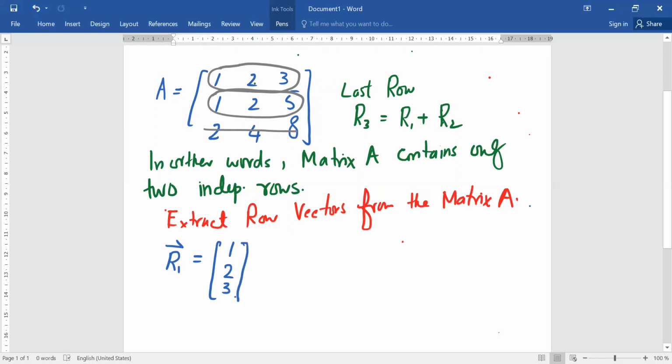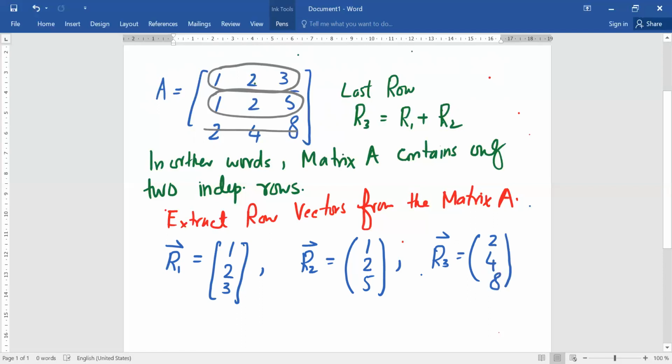Now see what I did. I took the first row and I put it as a column. So the moment I put it as a column, this becomes a row vector. Then my second row vector, R2: I will take the second row and put it as a column, 1, 2, 5. So when I talk about a row vector, I mean this. And similarly, if I want to look at my third row vector, it is 2, 4, 8. I'm taking the third row, but I'm putting it as a column. So the moment I put them as columns, they become row vectors.